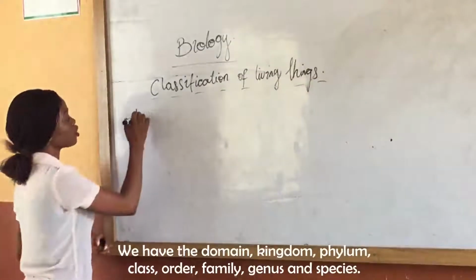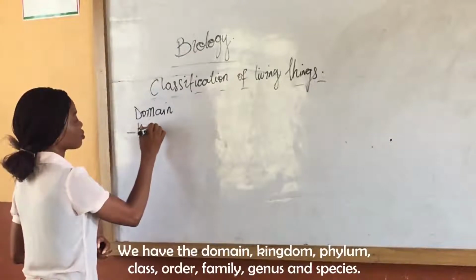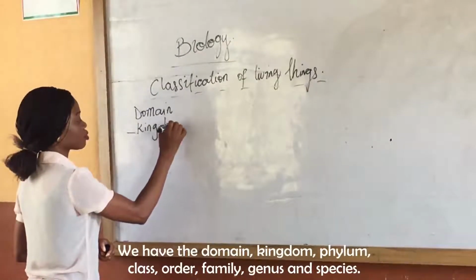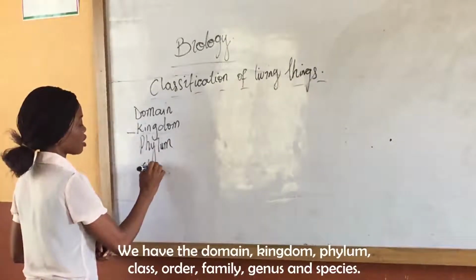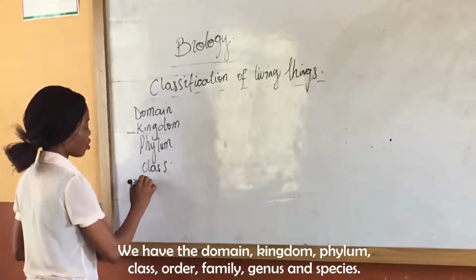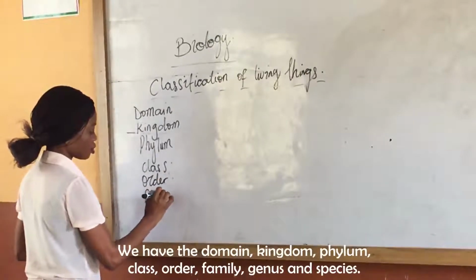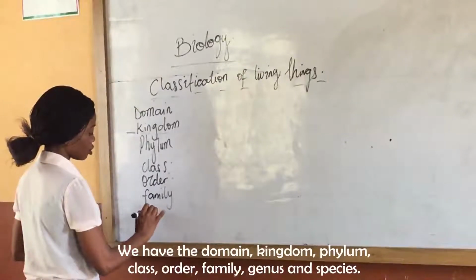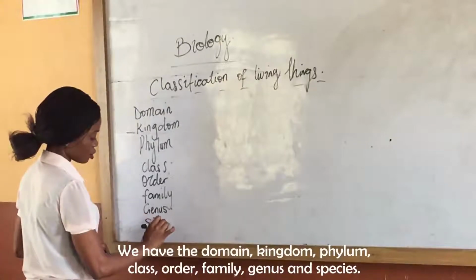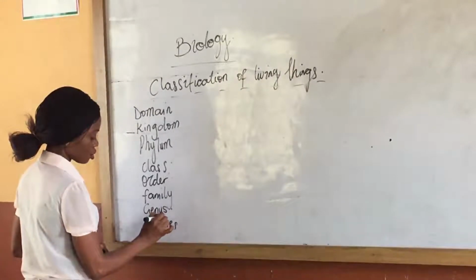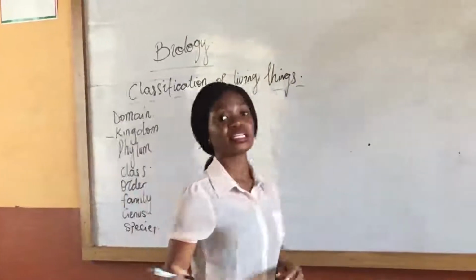So we have the domain, kingdom, the phylum, the class, the order, the family, the genus, and then the species. Okay, so let me go back to explaining classification.